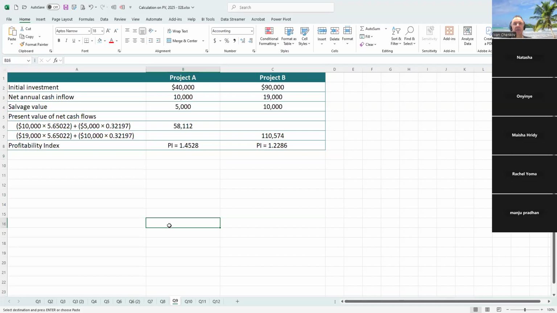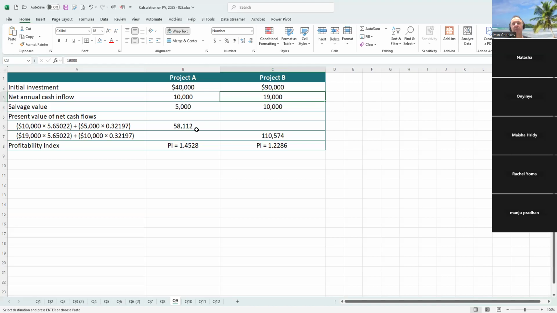Excel spreadsheet again. And we have this question right here. So the project A, we have initial investment $40,000. On project B, we have initial investment $90,000. Annual cash inflow is 10% on the first and 90% on the second: 10,000 versus 19,000. Salvage value 5,000 versus 10,000. Looks like from project B, we're going to get more cash.